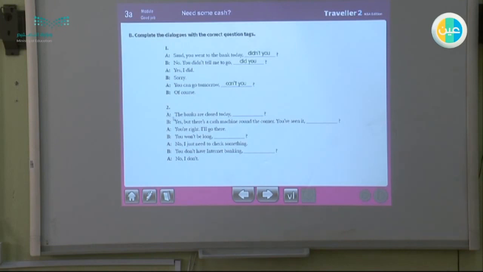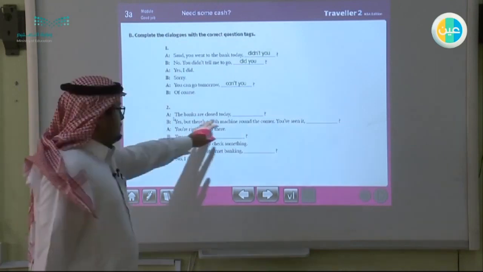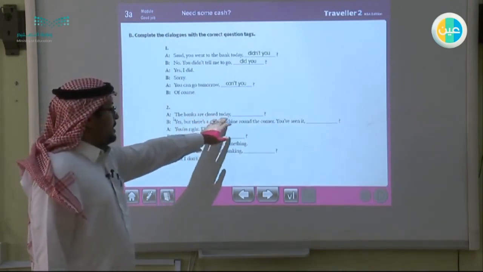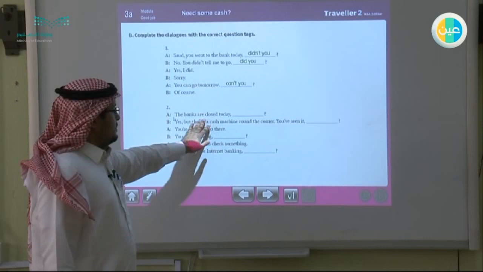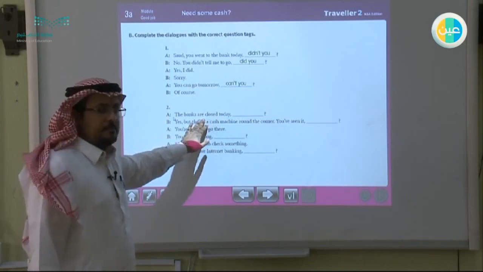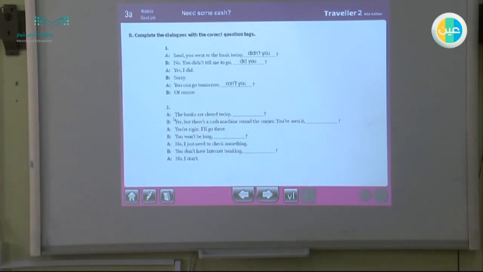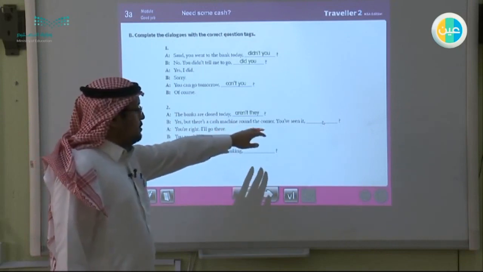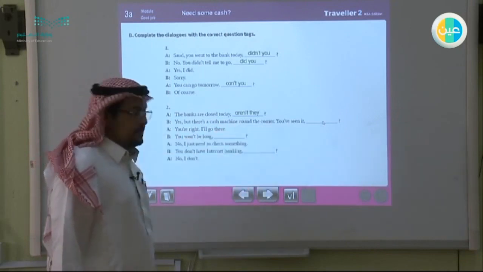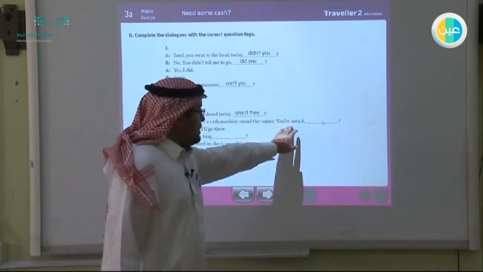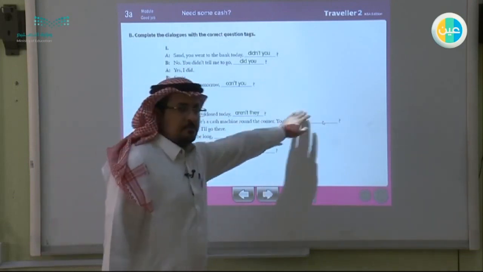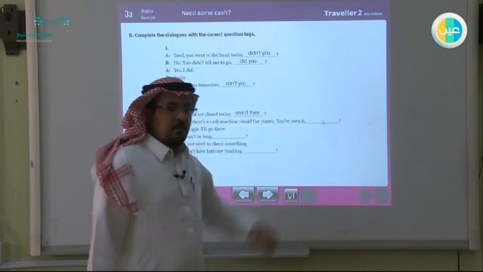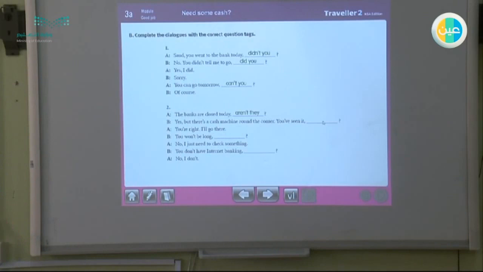In the second situation, the banks are closed today. Make sure that you notice the plural form here. So the answer is, aren't they? Yes, but there is a cash machine round the corner. You've seen it. As you can see, we have an affirmative or positive sentence, so we are going to use a negative question tag: haven't you?